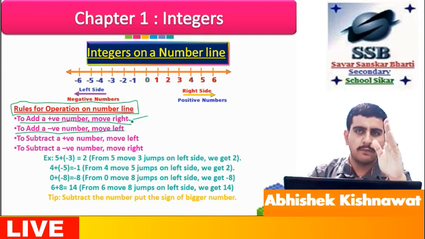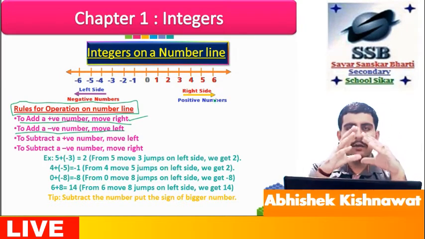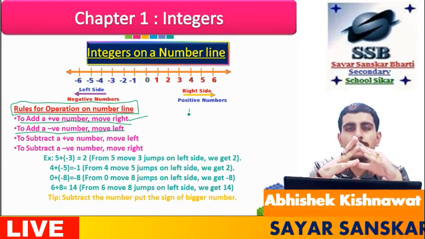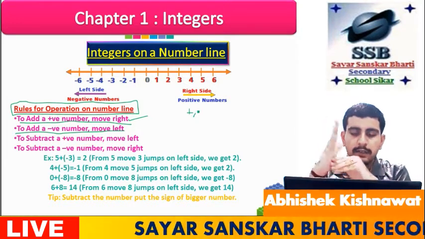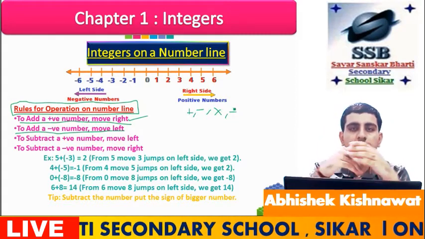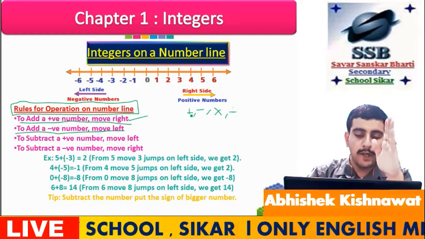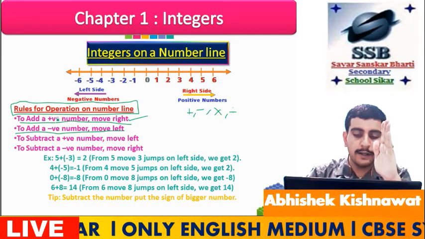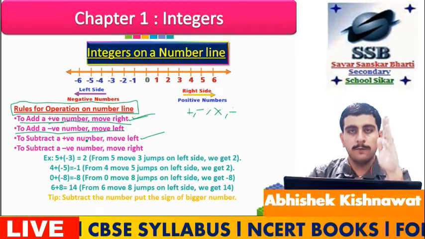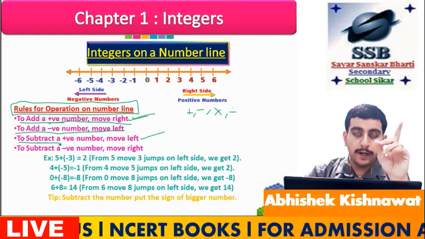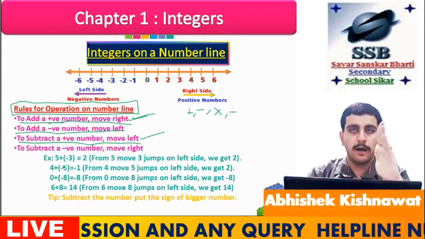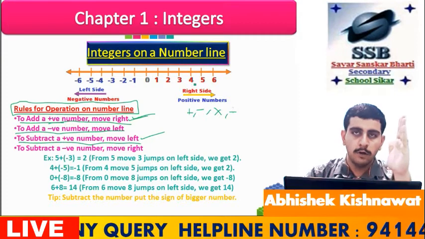Now the rules for operations on the number line mean addition and subtraction. We have to add a number, or we have to subtract a number. If we have to add a positive number, we move to the right hand side, and to add a negative number, we move left. That means if we want to add a positive number, we move to the right, and if we want to add a negative number, we move to the left.